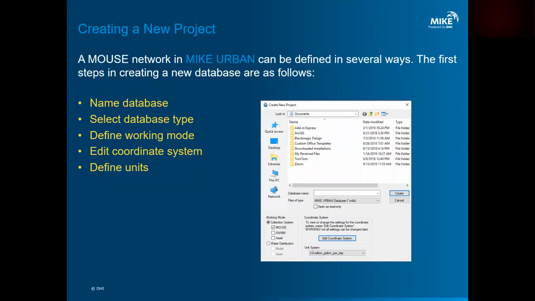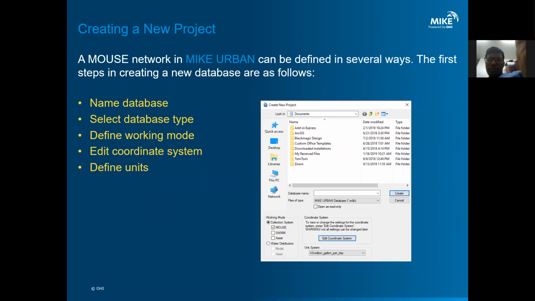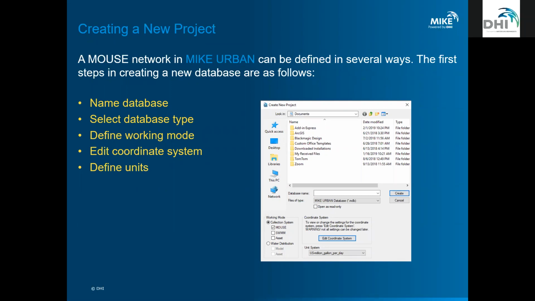Okay, so the first steps when you open the software, you're going to get to the Create New Project window, and you're going to see a whole bunch of options here. So some of the first things you're going to need to do are choose a name for the database and what type it is. The common extension that's used is MDB, which represents Mike Urban Database.